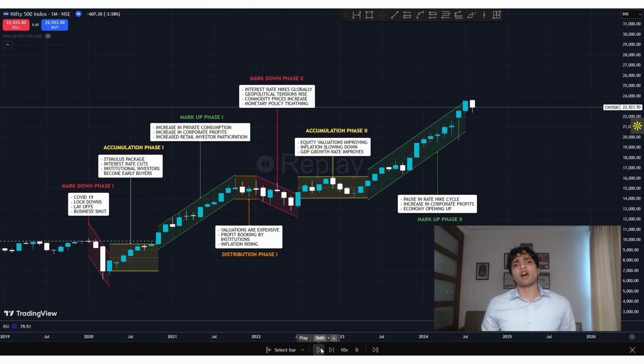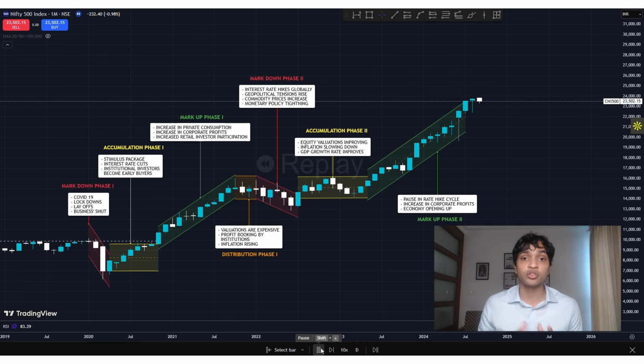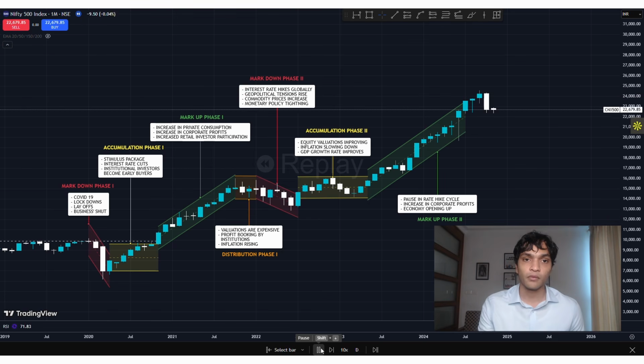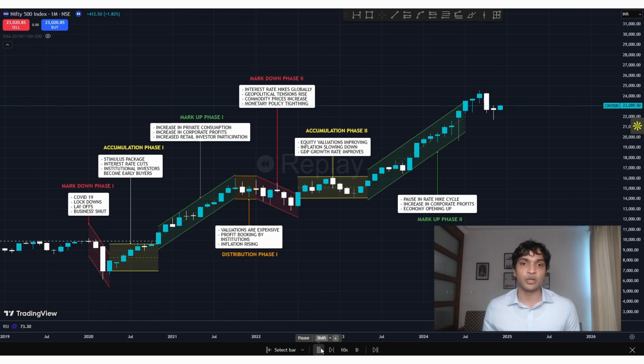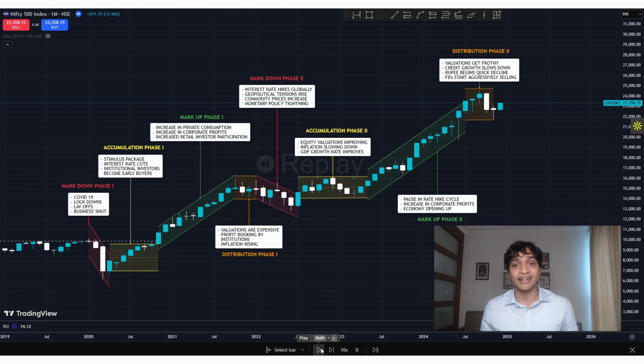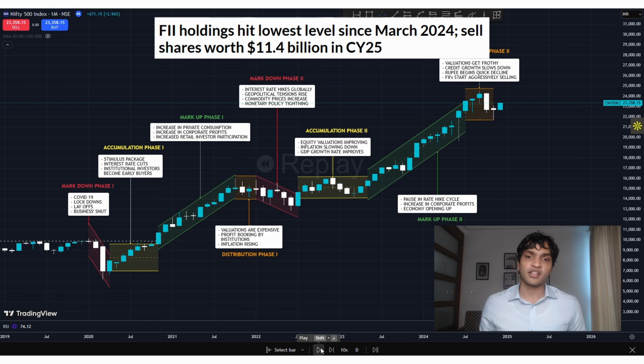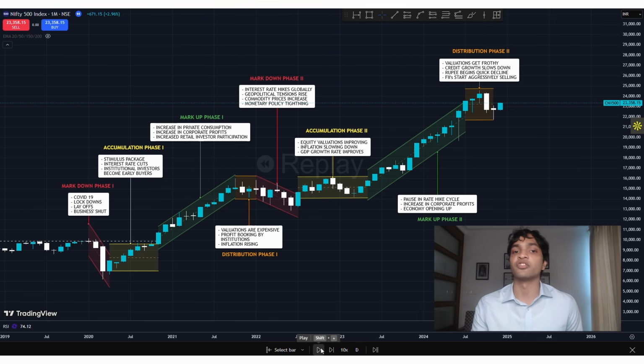Going into the latter half of 2024, we see a slowdown in credit growth due to high interest rates and a deterioration in credit quality in certain pockets like microfinance and unsecured lending. All this, paired with valuations starting to get frothy and a declining rupee, causes the party to come to an end, as foreign institutional investors start aggressively selling down their positions, forcing the markets into a distribution phase.